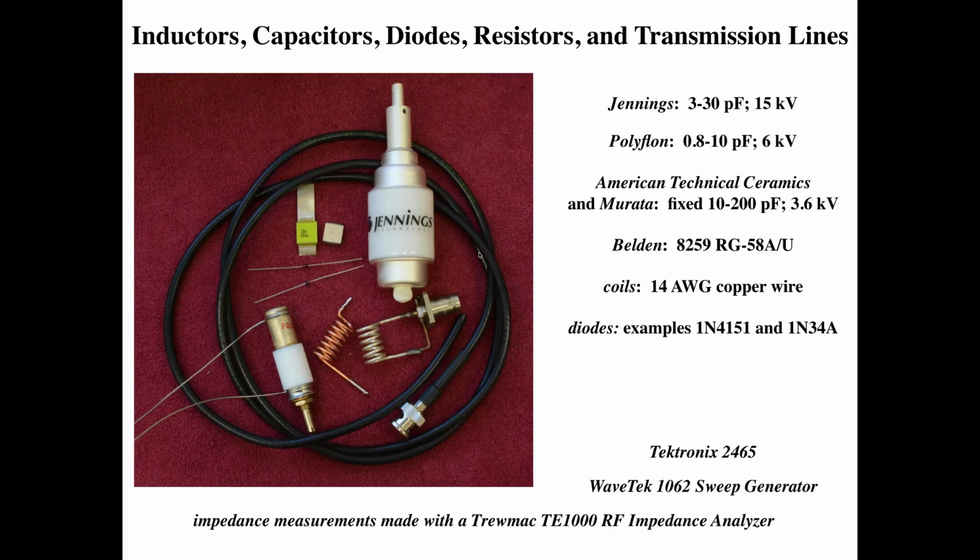This black cable is a coaxial cable made by Belden. It's a transmission line, and we'll see a close-up picture of its cross-section later. This is an RG58. We have a couple of solenoid coils shown here wound out of 14 gauge copper wire. And lastly, in this picture are a couple of diodes. Here are the part numbers of the diodes we typically use in our applications. The demonstrations and measurements in this talk were done with a Tektronix 2465 oscilloscope, a WaveTek 1062 sweep generator, and a TrueMac RF impedance analyzer.